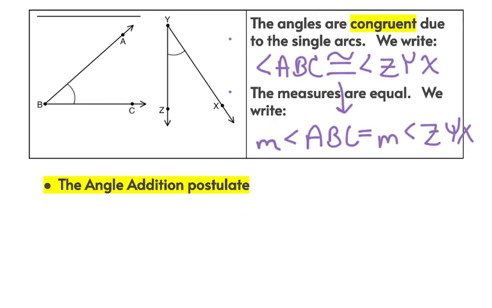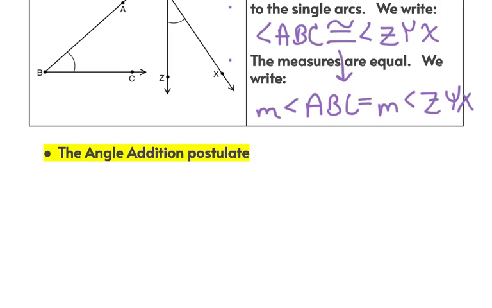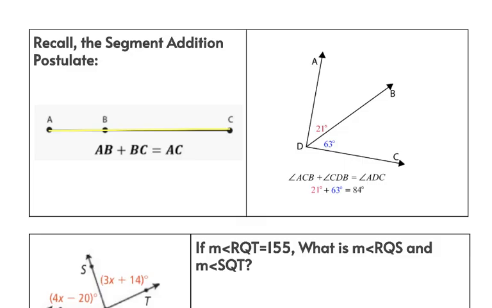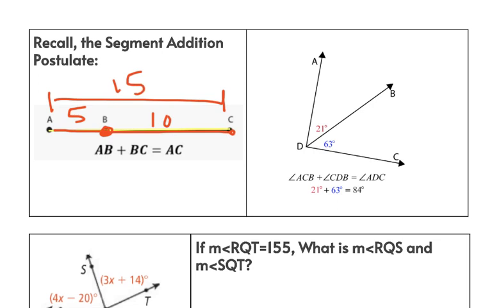Very, very, very similar. Next up, we're going to talk about the angle addition postulate. We already dealt with the segment addition postulate in another lesson that said when a segment is chopped up into pieces, the two pieces add up to the whole way across. It makes a lot of sense, correct? Well, for the angle addition postulate, it says if an angle, this big one, is chopped into two angles, then the two pieces add up to the whole way across.